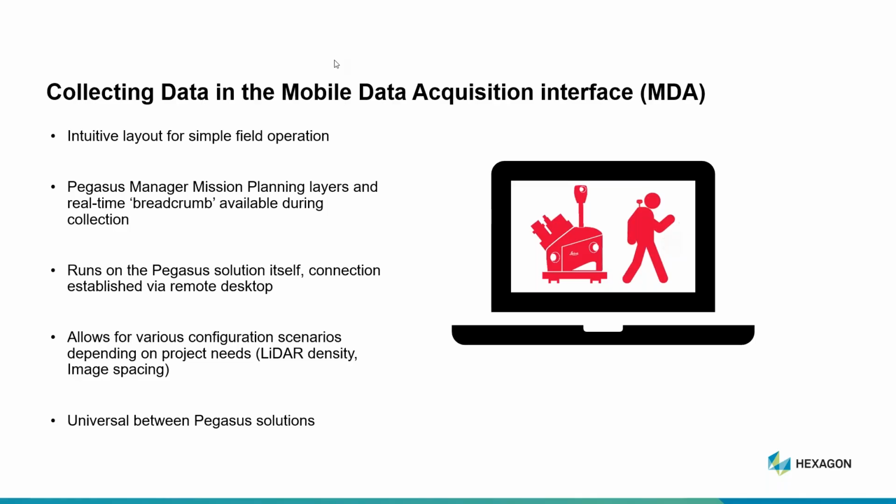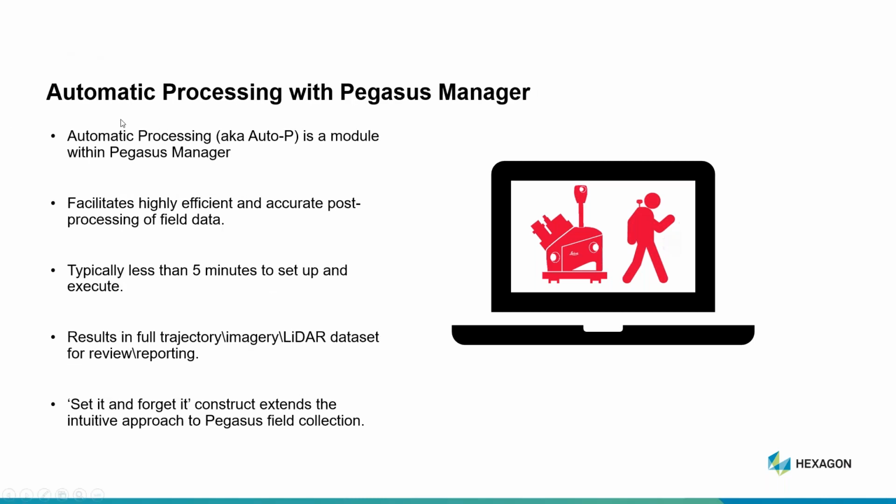Okay, so that was a typical collection with the MDA. And the next step would be to take that data that we just downloaded from the system and move it to Pegasus Manager, where we will process the data. And we're going to do that in automatic processing, the automatic processing module within Pegasus Manager. So Pegasus Manager is modular, so we have different modules for different functions.